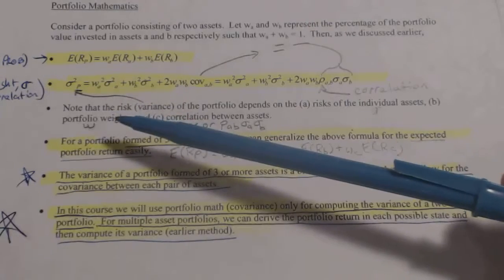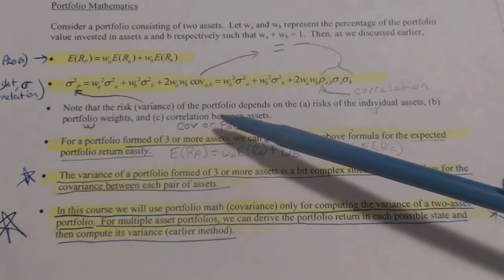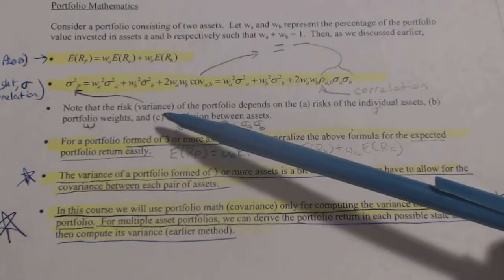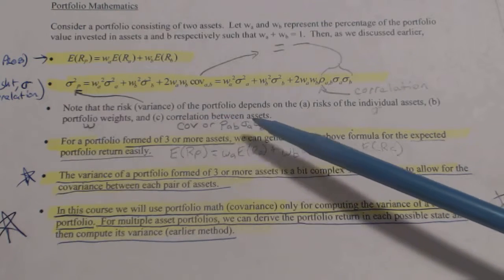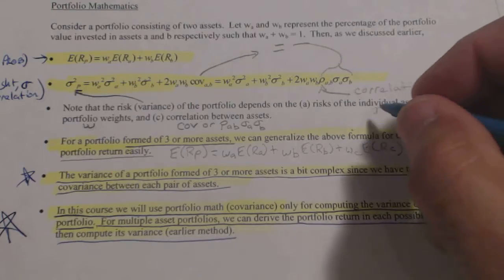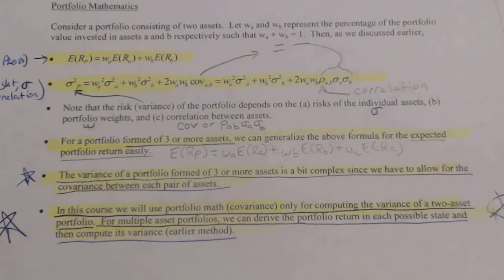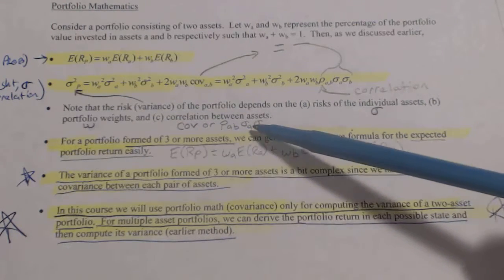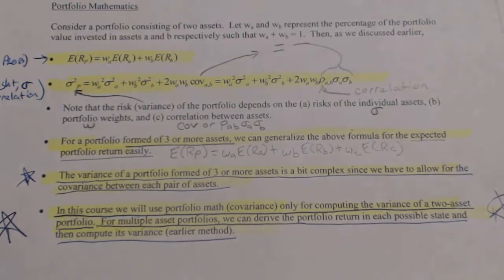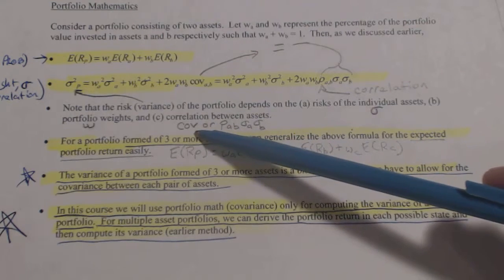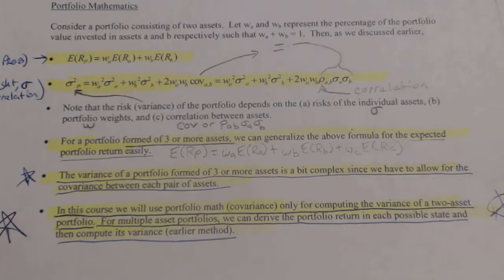Okay, note that the variance of the portfolio, remember variance is the risk also, because variance is just standard deviation squared, but you mostly see it as standard deviation of the portfolio, depends on the risk of individual assets, which is the standard deviation of the individual assets, so you can see that better. The weights, portfolio weights, and the correlation between the assets. Okay, so the correlation between the assets is either the correlation or the covariance of A and B times the standard deviation of A and B. I think, yeah.